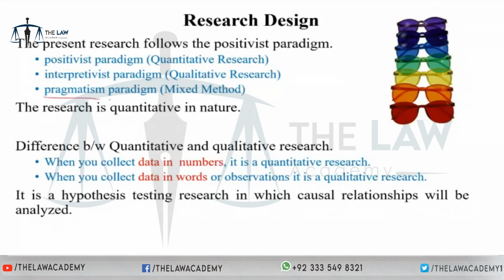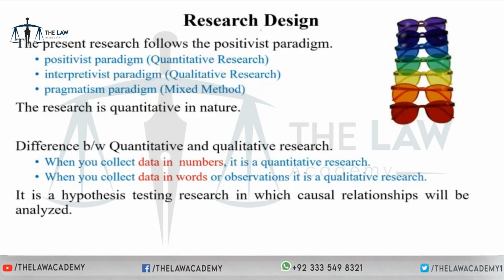Some people say that truth can be looked at from both the angles, the qualitative and quantitative. So what they do, they collect data in quantities as well as in quality. They will be known as the mixed method.